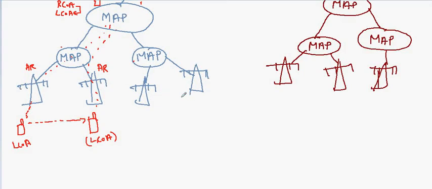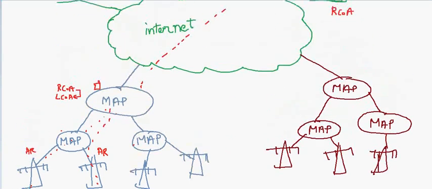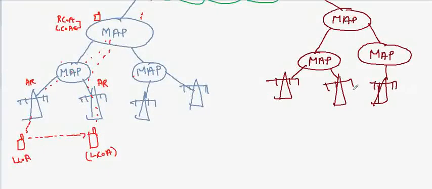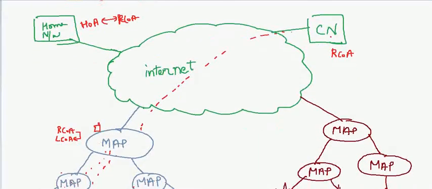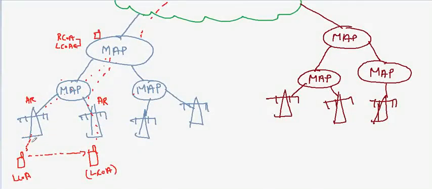The problem that we discussed with mobile IPv6 was sending the binding update to the home network and correspondent node every time the access router is changed. But in this case, even though the access router has changed, the home network and the correspondent node will not know that the handoff has occurred, because they only know about the regional care of address.